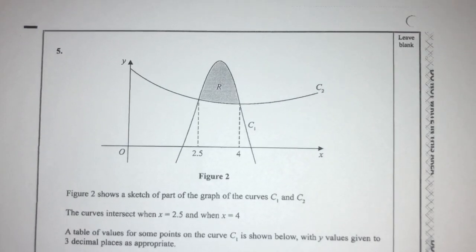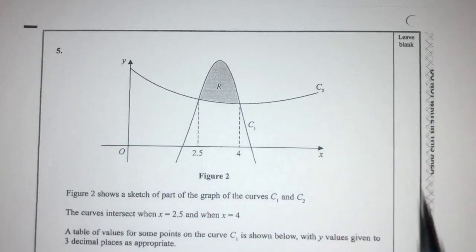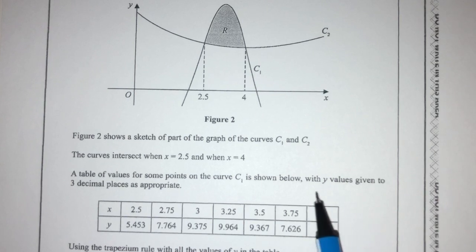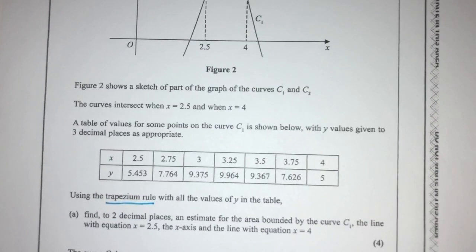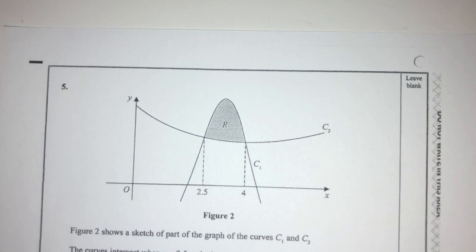So here what do we have? We have a sketch of 2 graphs, C1 and C2. C1 is this one and C2 is this one. Now we have a table of values for some points on the curve C1 shown below, with y values given to 3 decimal places as appropriate. Now, using the trapezium rule for these values, we have to find the area bounded by these two curves. So pretty easy.